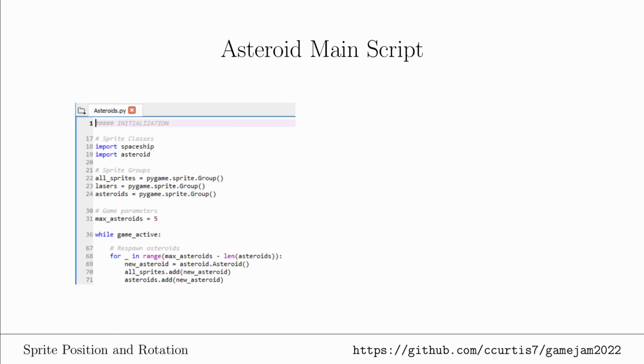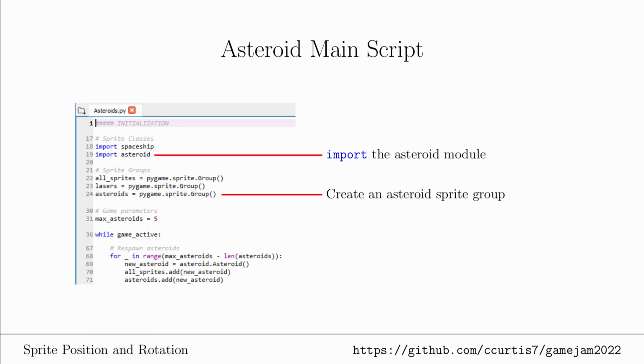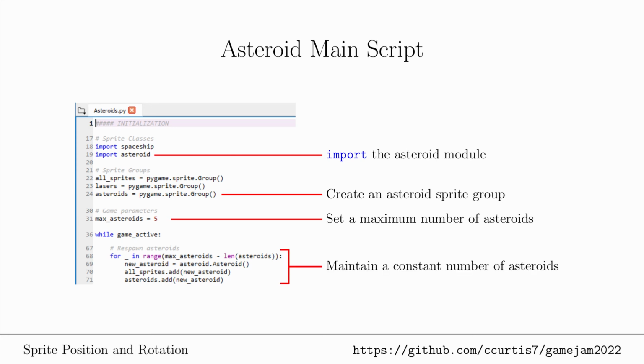In the main game loop, we're going to need to import the Asteroid class and create an additional sprite group for the asteroids. We'll also create a variable that will keep track of the maximum number of asteroids, and as the player gets further along in the game, we'll increase this value to make things more difficult. In the update phase of the game loop, we're going to add some commands that will respawn asteroids as needed to keep the number of asteroids constant. This will keep us in a state of constant threat from new asteroids. Notice that we put the asteroids into both the asteroids group as well as the all sprites group.